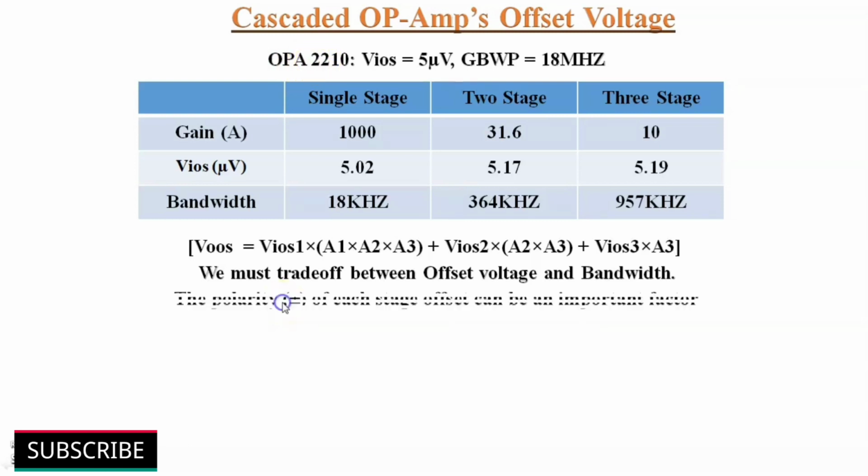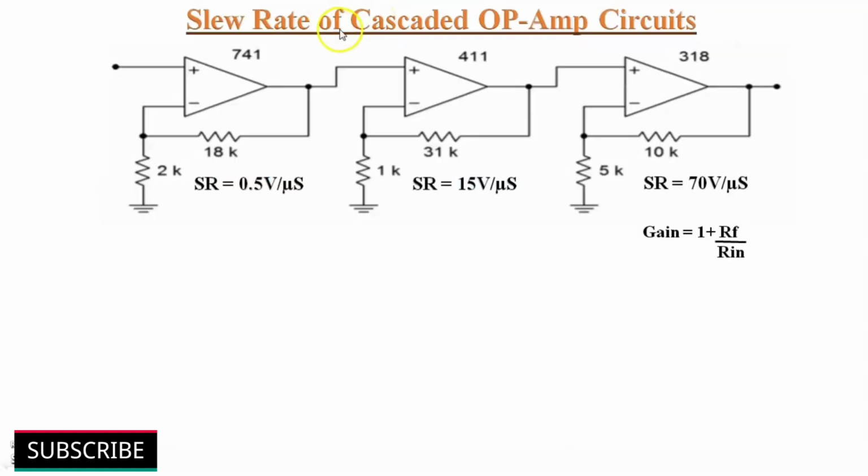And one more important fact is that it is possible for op-amps from the same wafer to have input offset voltage of positive or negative polarity. This means it is possible for the offsets of various stages to either combine or cancel with each other. Now we will discuss slew rate of cascaded op-amp circuits.